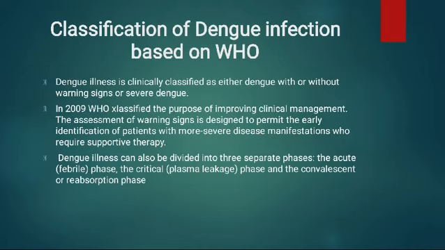Classification of dengue infection based on WHO. Dengue illness is clinically classified as either dengue with or without warning signs, or severe dengue. In 2009, WHO classified it for the purpose of improving clinical management. The assessment of warning signs is designed to permit the early identification of patients with more severe disease manifestation who require supportive therapy. Dengue illness can also be divided into three separate phases: the acute phase, critical phase, and convalescent or reabsorption phase.